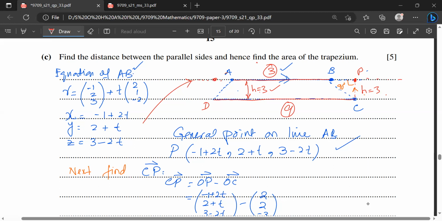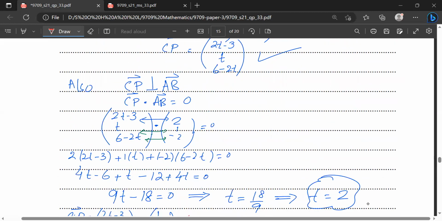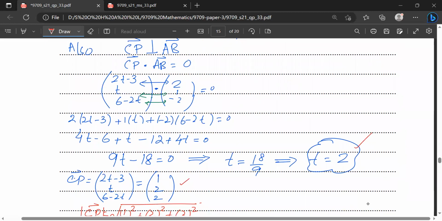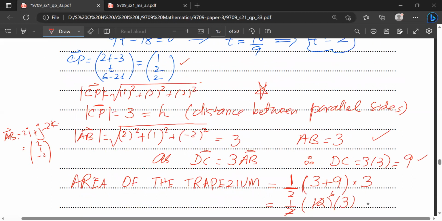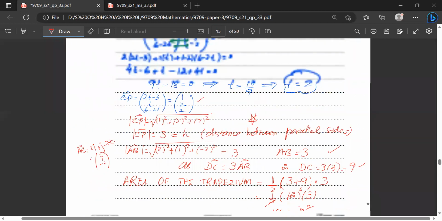Then I used the fact that the distance CP must be perpendicular to AB, so the angle between them is 90 degrees. So I used the scalar product, and finally the parameter equation. Using this parameter, I can find the vector CP, and the magnitude of CP would be the distance between the parallel sides. Then find the lengths of the parallel sides and apply the formula for the area of the trapezium.